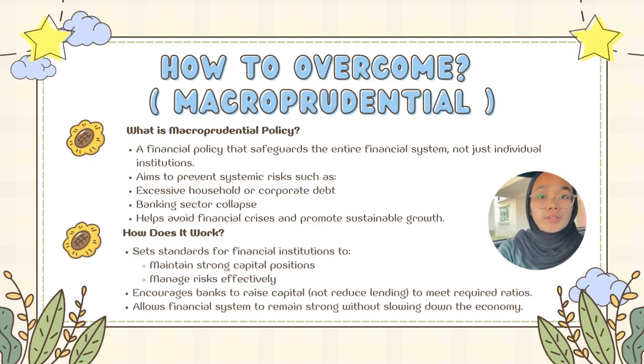What is macroprudential policy? It is a financial policy that safeguards the entire financial system, not just individual institutions. The aim is to prevent systemic risks such as excessive household or corporate debt, banking sector collapse, and helps to avoid financial crisis and promote sustainable growth.